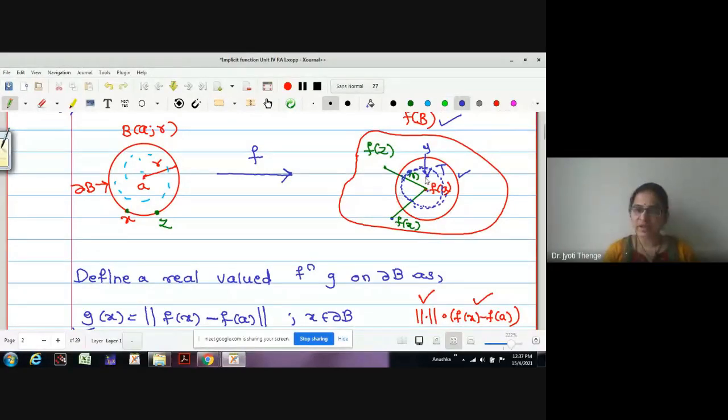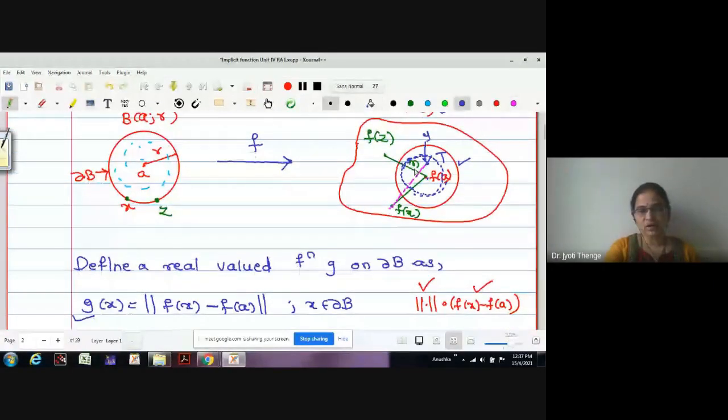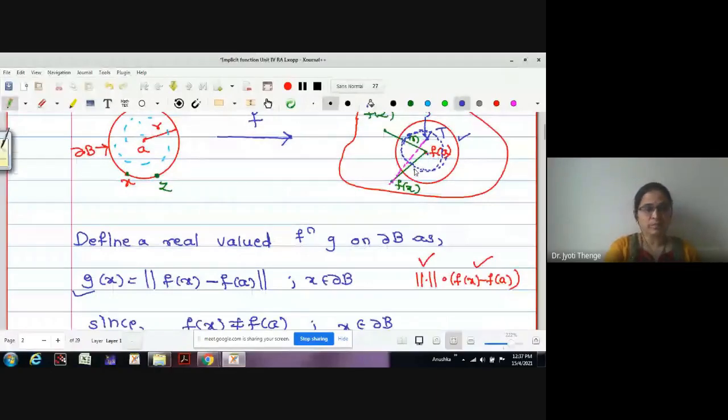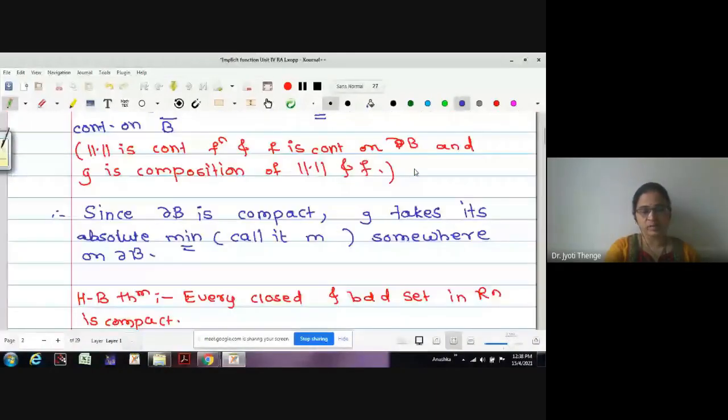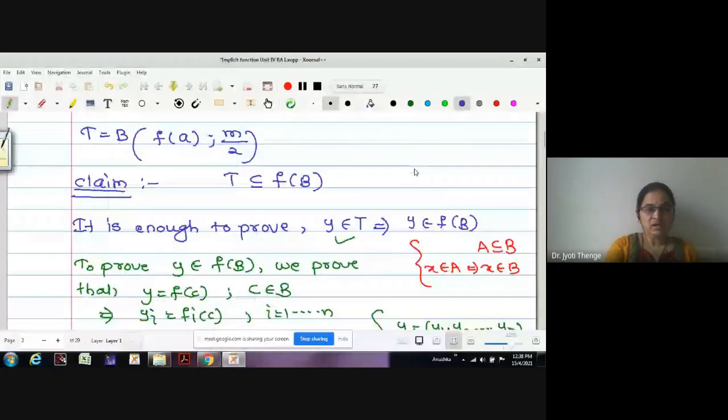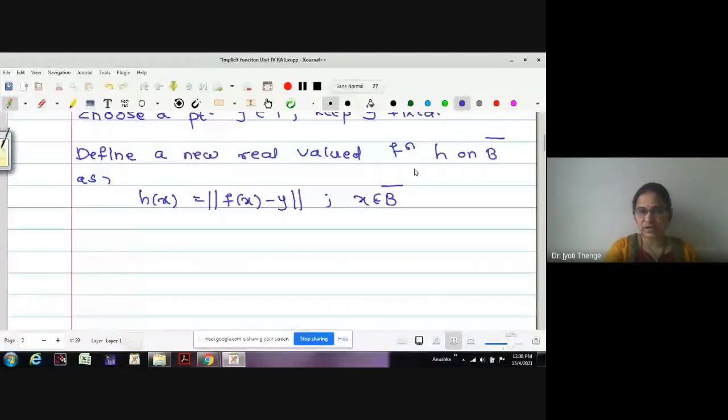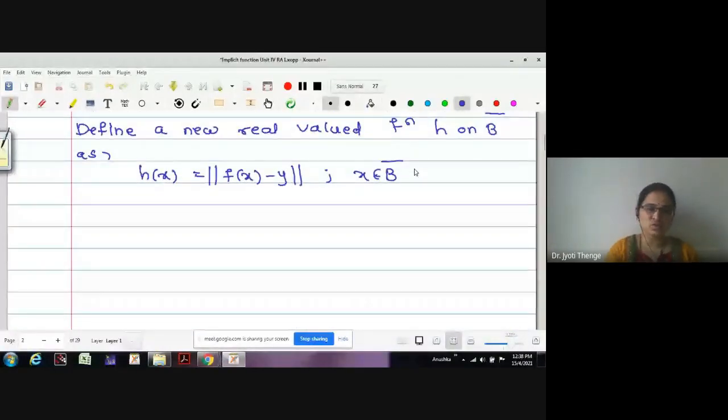Correct now? Again, for the sake of convenience, let me take the distance by a straight line. This pink line is now my new function, say h. Again, this function is continuous, defined on a compact space, similar to g, because h is defined to be a composition of the norm and f of x minus y. F of x is continuous, y is a fixed vector, therefore again this works like a translation.